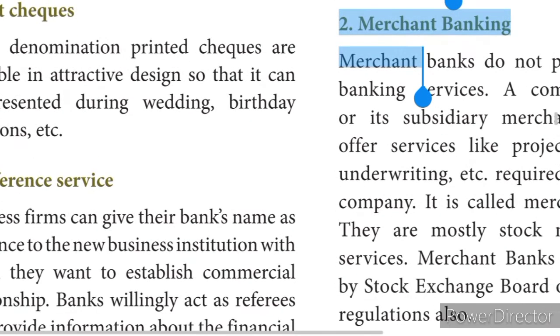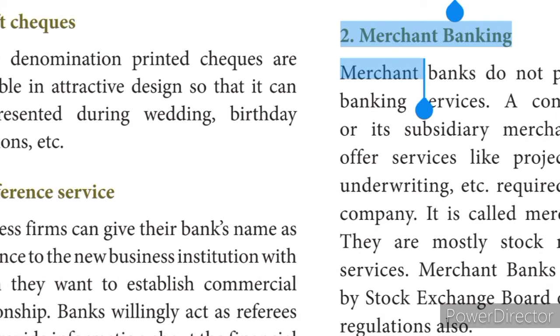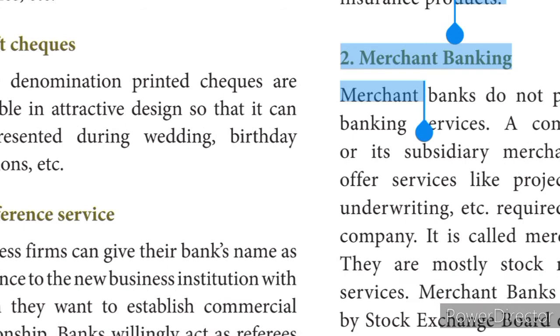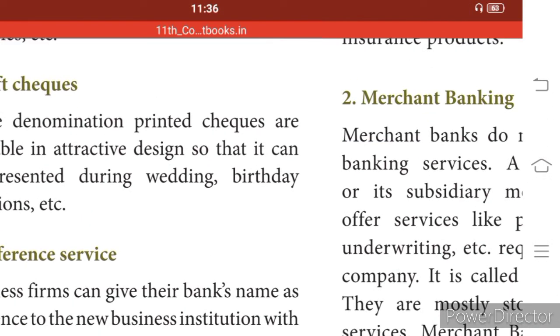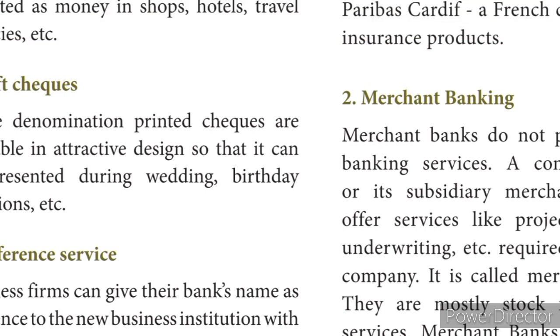Gift checks means what? These denomination-printed checks are available in attractive designs so that they can be given during weddings, birthdays, functions, etc. Gift checks are like gift coupons. You already know, I think, when you do shopping online or get messages, you get gift coupons. With a gift coupon, if a 200 rupees offer is there, you can go and take the 200 rupees offer, buy anything and enjoy. So the denominations will be printed there, showing how much amount the coupon is, in attractive designs also, and it can be presented at a wedding.